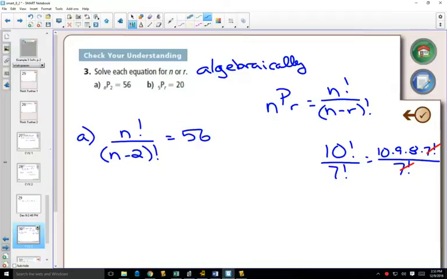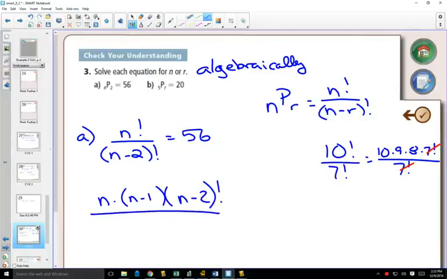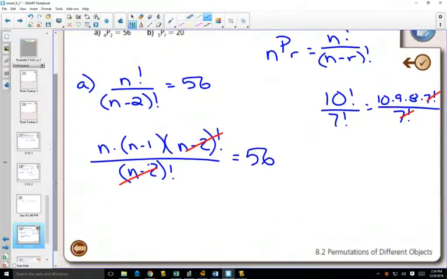n factorial means n times 1 less times another 1 less. And when I get to n minus 2, I can stop because, hey, I have an n minus 2 on the bottom, and they cancel out. And now what does our equation turn into? It turns into just n squared minus n equals 56.